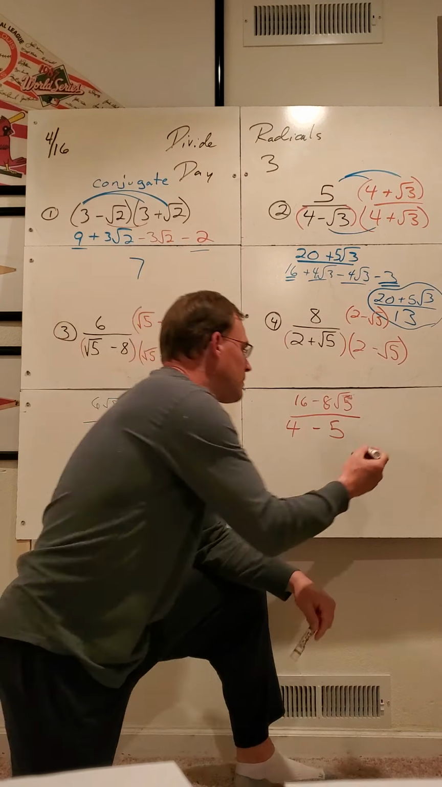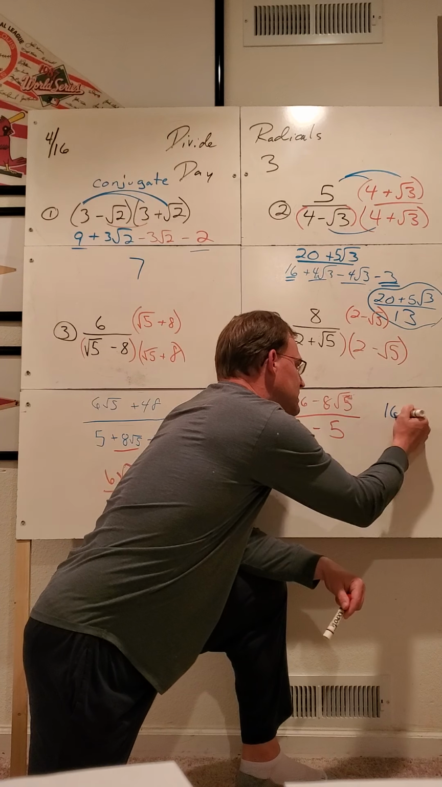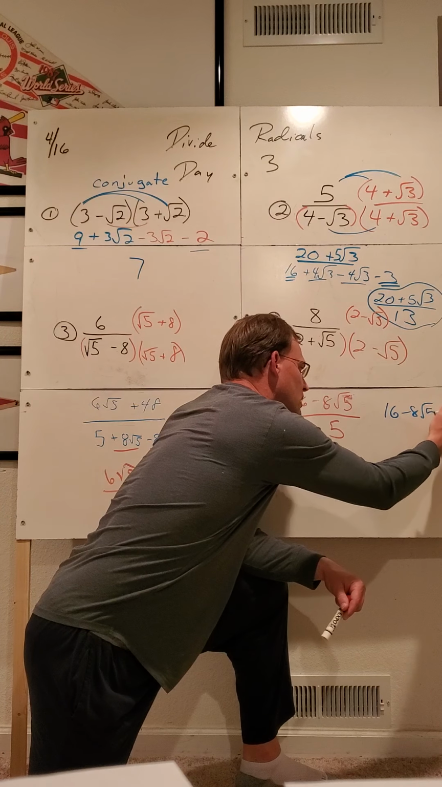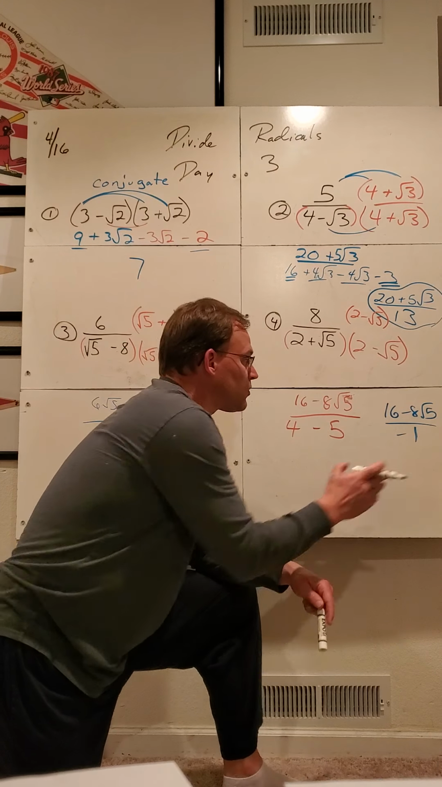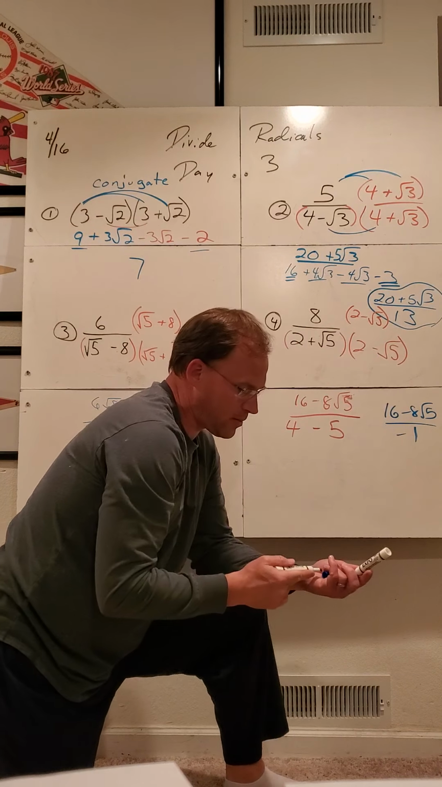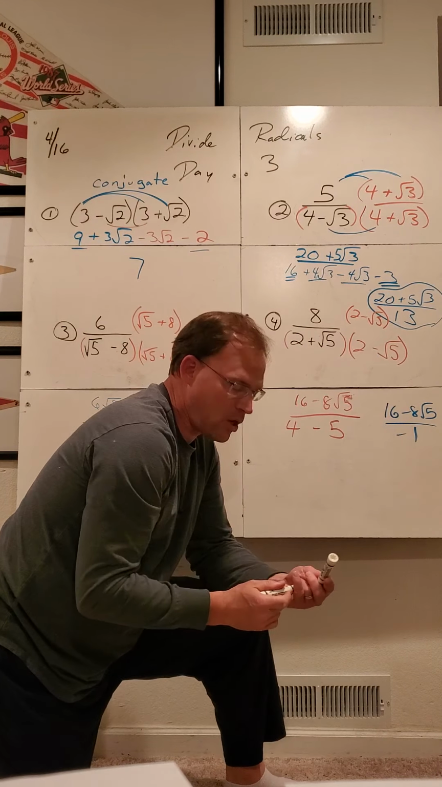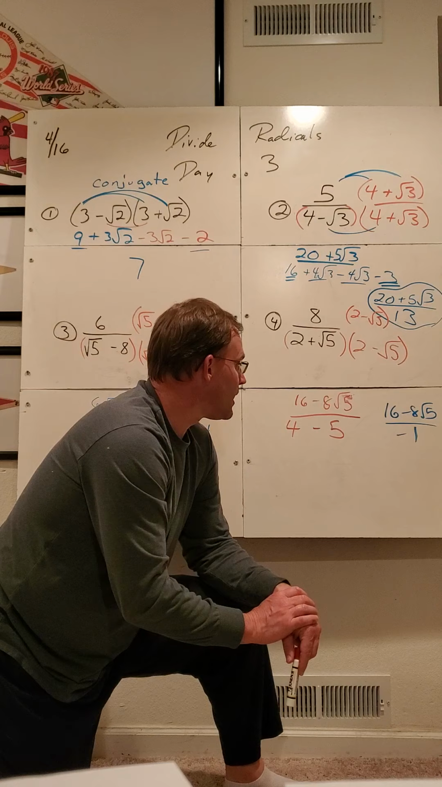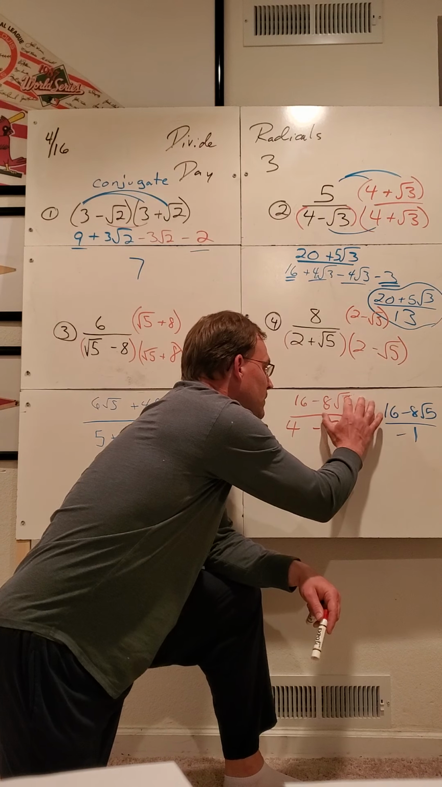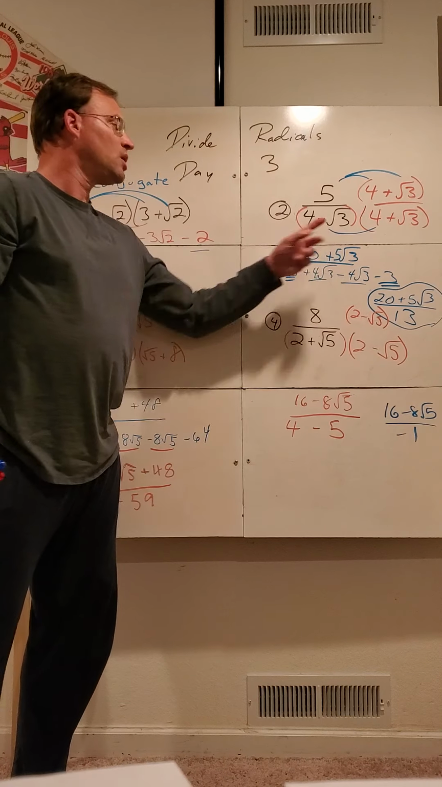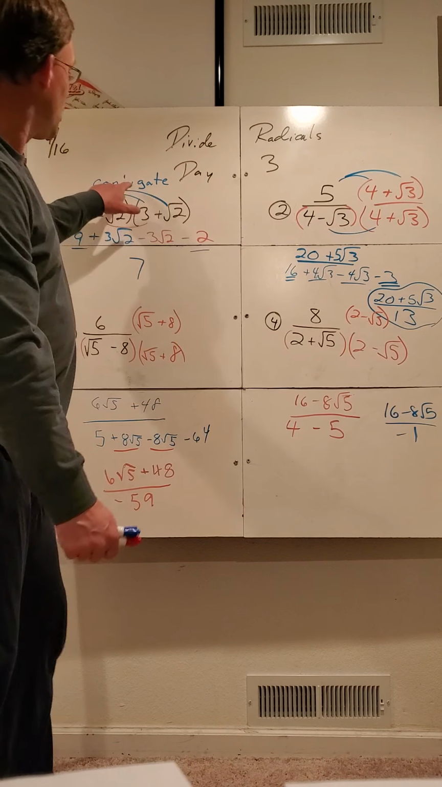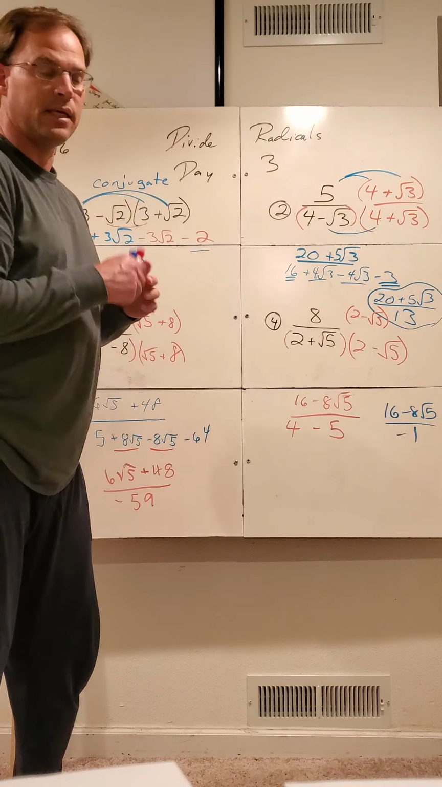Combine like terms in the bottom, and I've got 16 minus 8 root 5 over negative 1. I'm perfectly happy with that. You want to float the negative out front or put it up top. We all know those are equivalent. We've done a lot of negatives with fractions throughout the year. And there you have it. There you are. Simplifying fractions with binomials in the bottom. We use our conjugate to get it done.